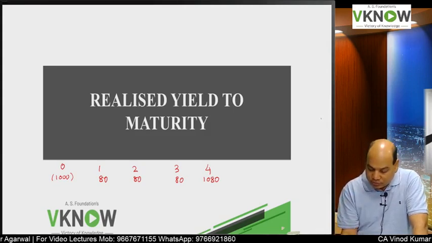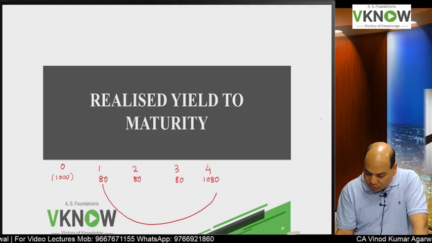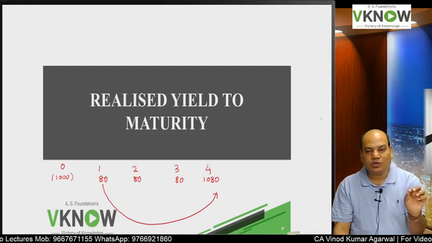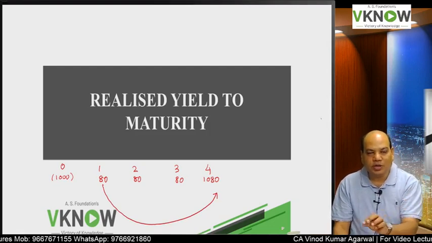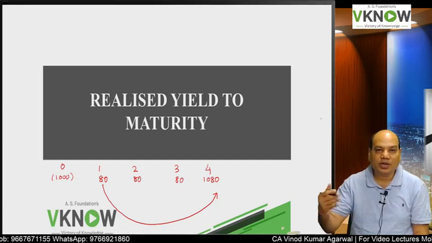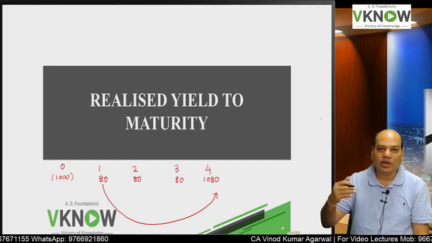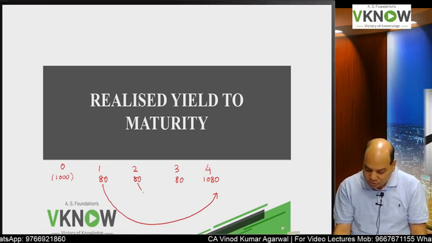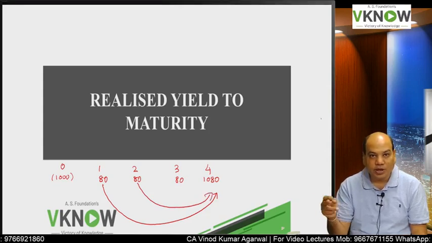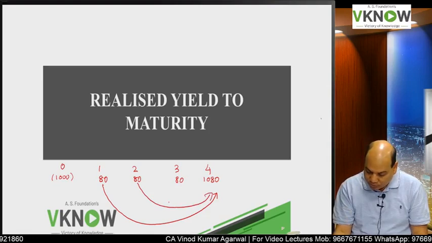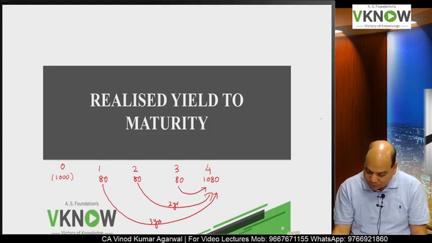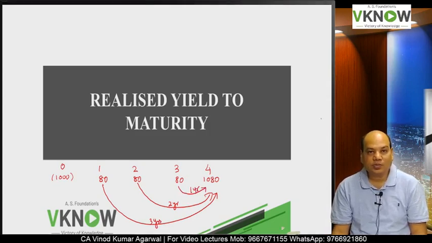Under this concept we are going to assume that the cash flow generated from the bond will be reinvested at an appropriate investment rate, that is, the rate of interest that will be available after 1 year. This 80 rupees will be reinvested for the remaining period. It will be invested for 2 years, this will be invested for 3 years, and this 80 will be reinvested for 1 year at an appropriate investment rate.